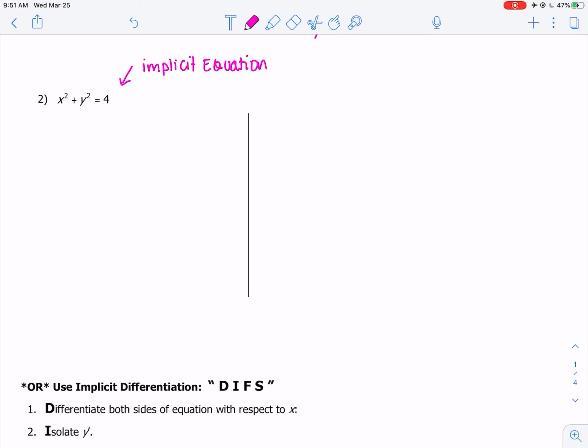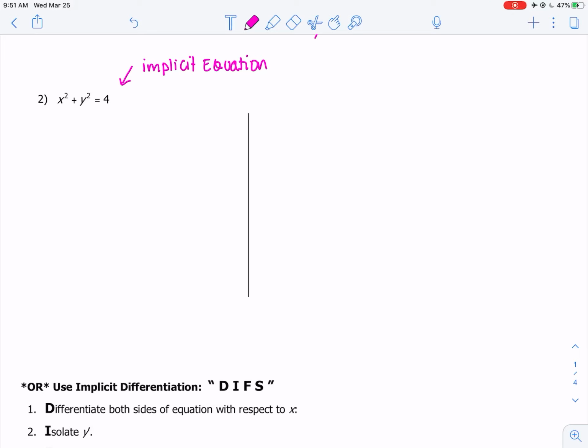So now let's move on to how we implicitly derive an equation. If you take a look here at this example, x squared plus y squared is equal to 4. There's two ways to do this. There's an easy way and then there's a hard way.